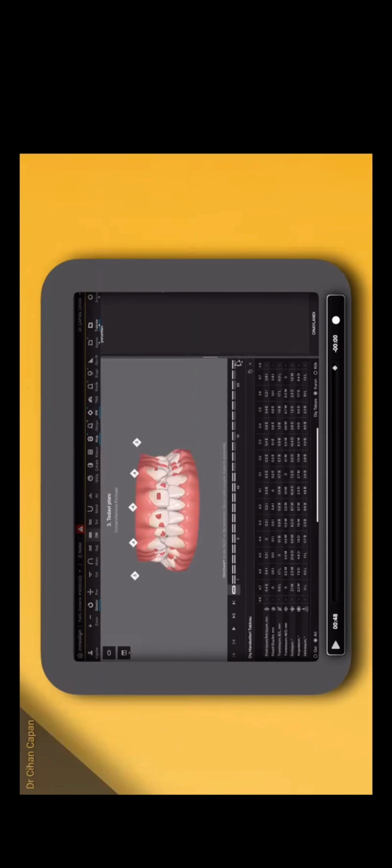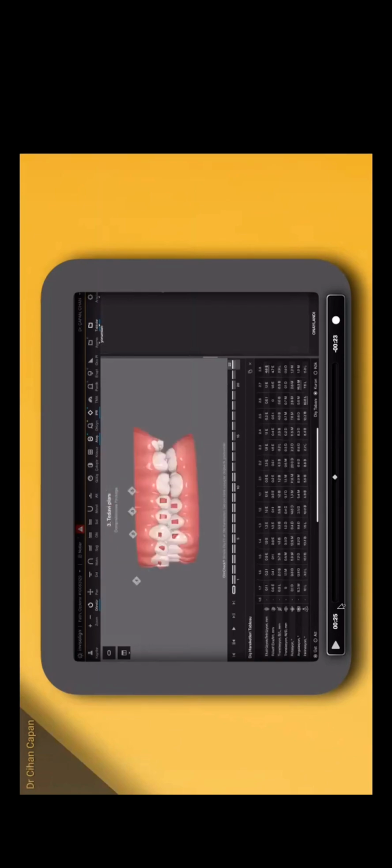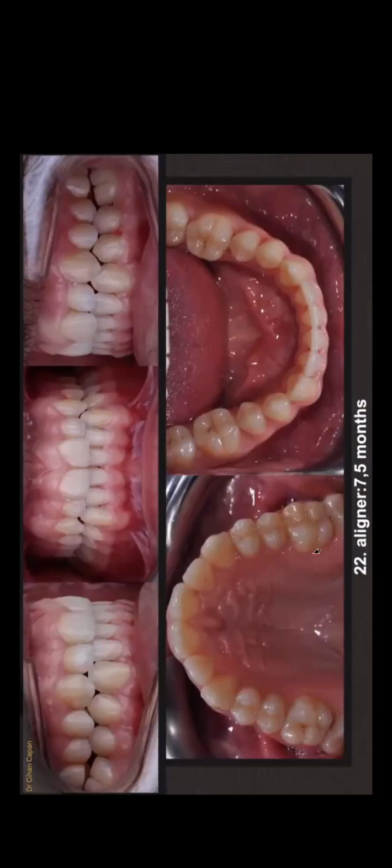So we have 22 aligners for upper and 11 aligners for lower. I didn't give any axial angle for the lower 6s. As you remember, there was a mesial tipping on the left and right lower 6s. So let's see how we go after 7.5 months, when our initial aligners are finished.